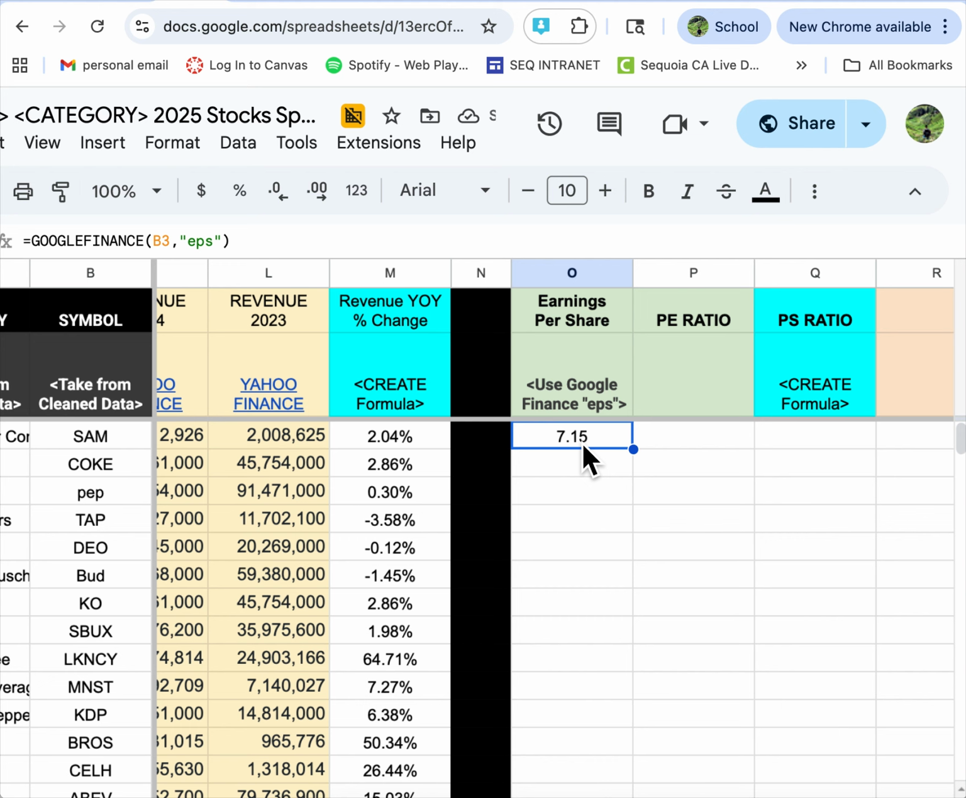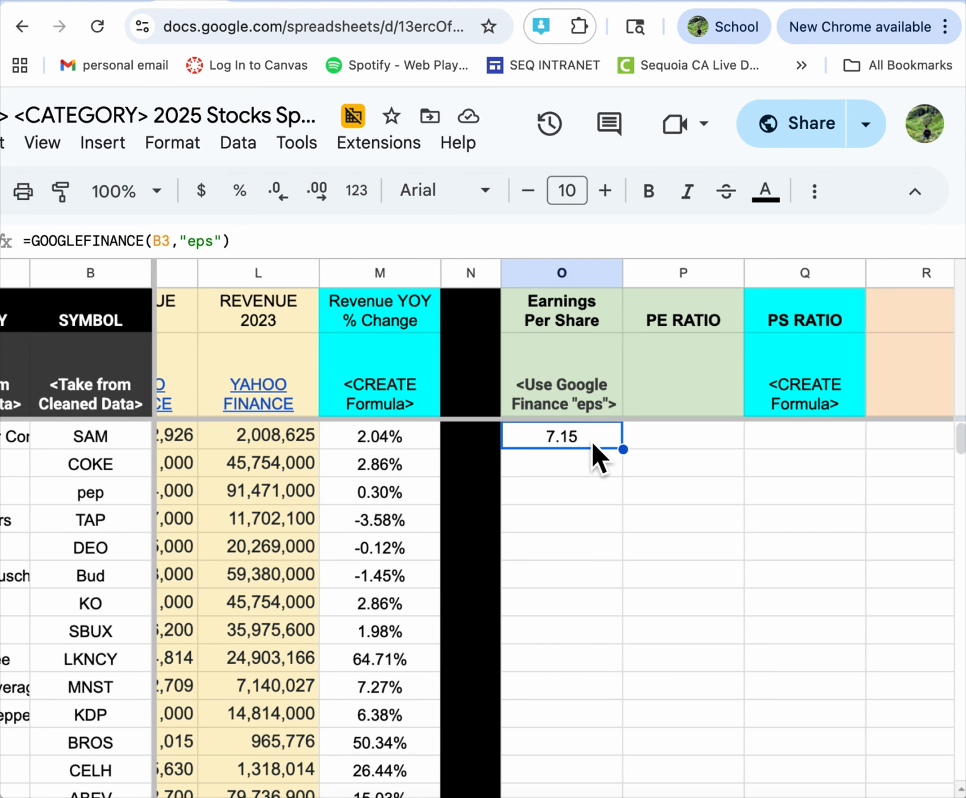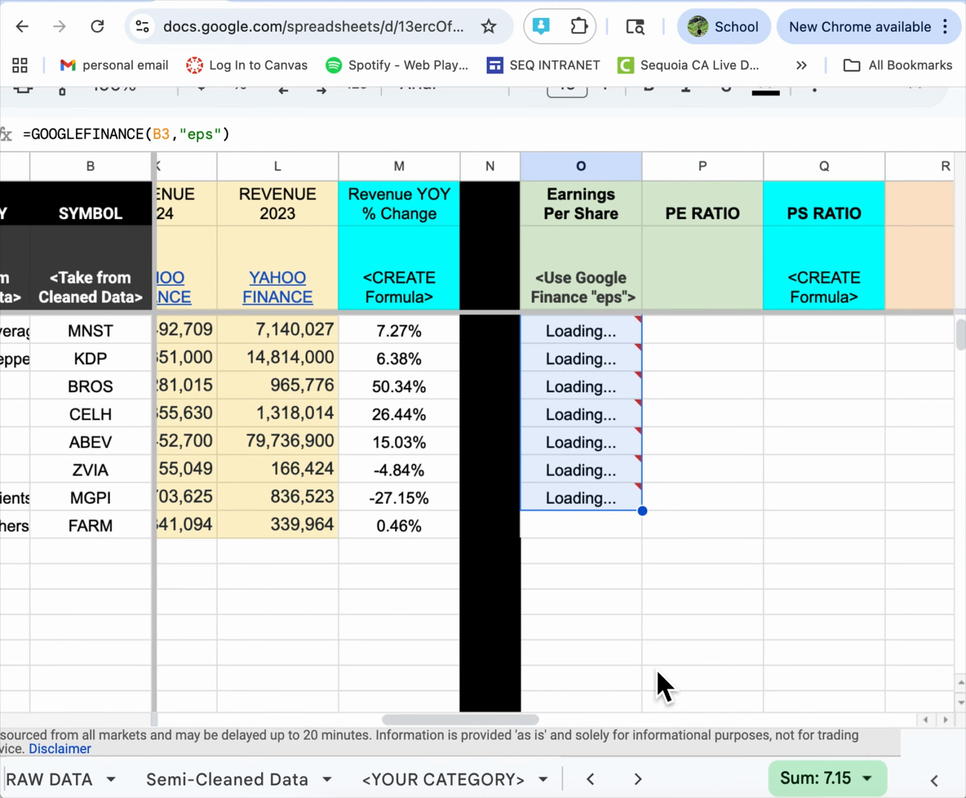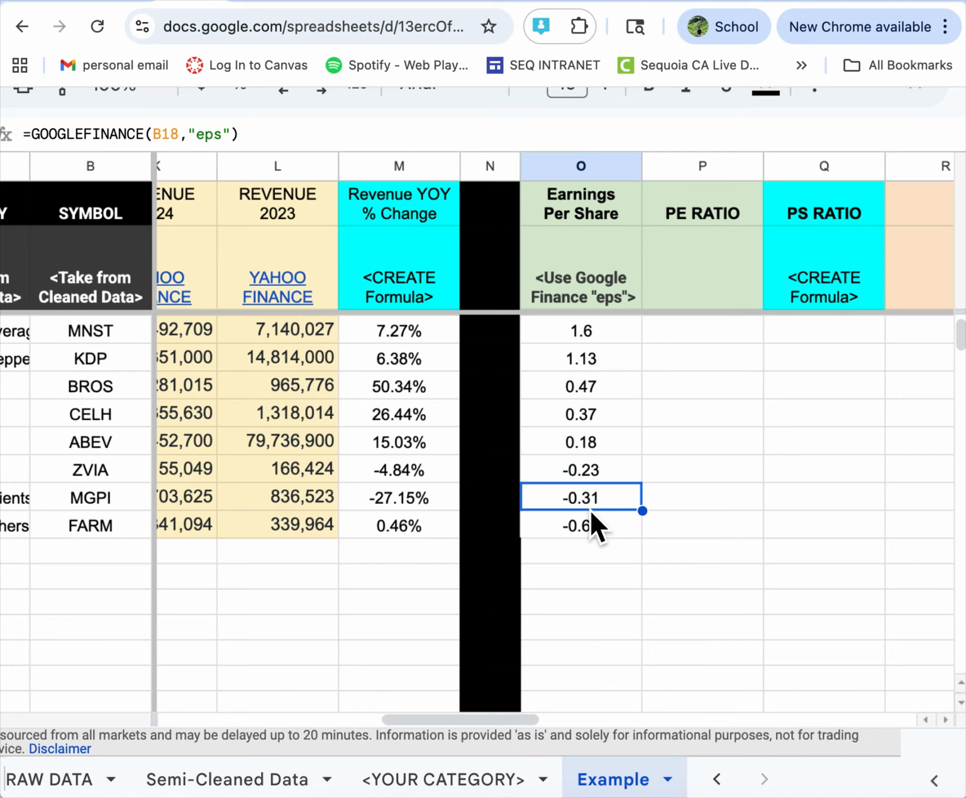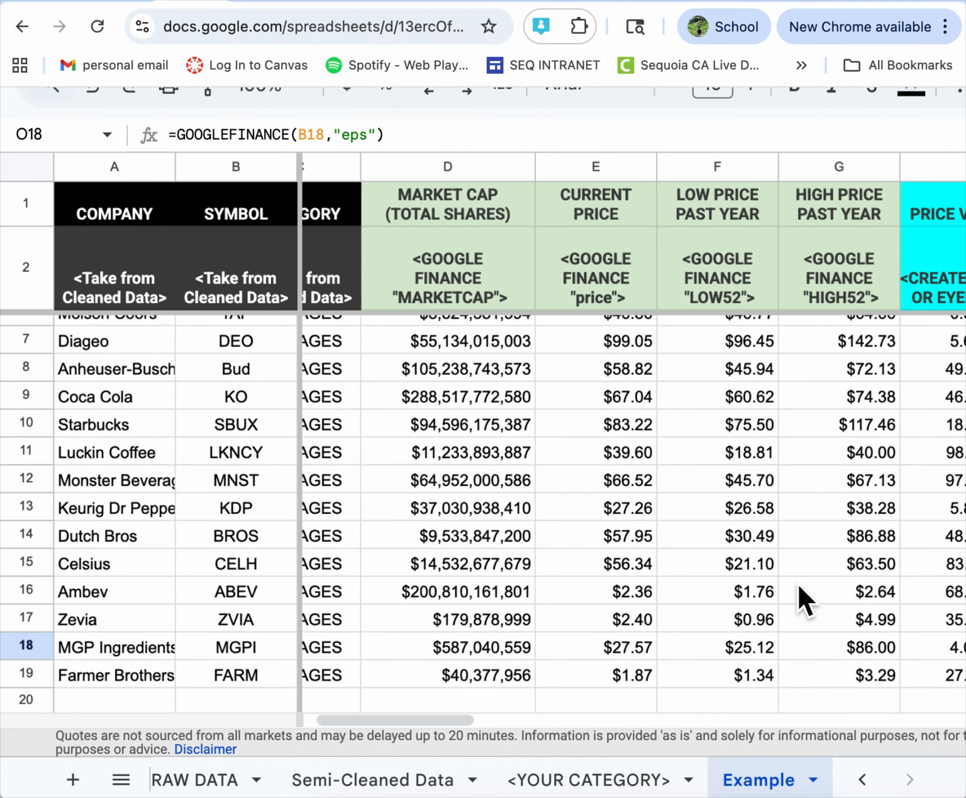Okay, so for every share of Sam Adams beer, your share of the profit is about $7. Now you see some of these are actually negative, so that means the company is losing money. So if they were to look at how much money they're losing each year, this company is losing 31 cents per share.